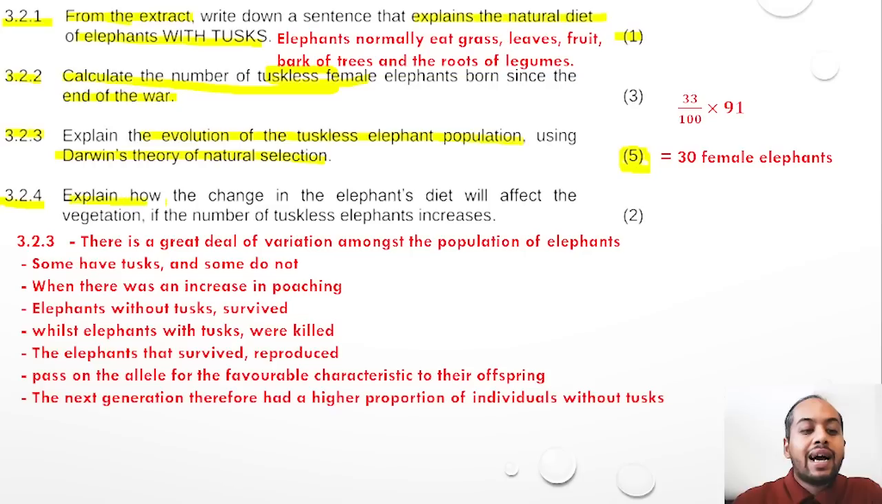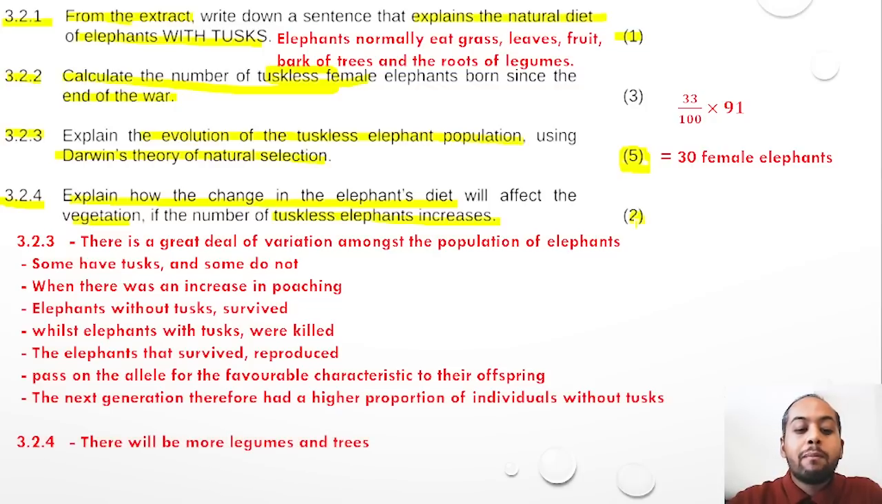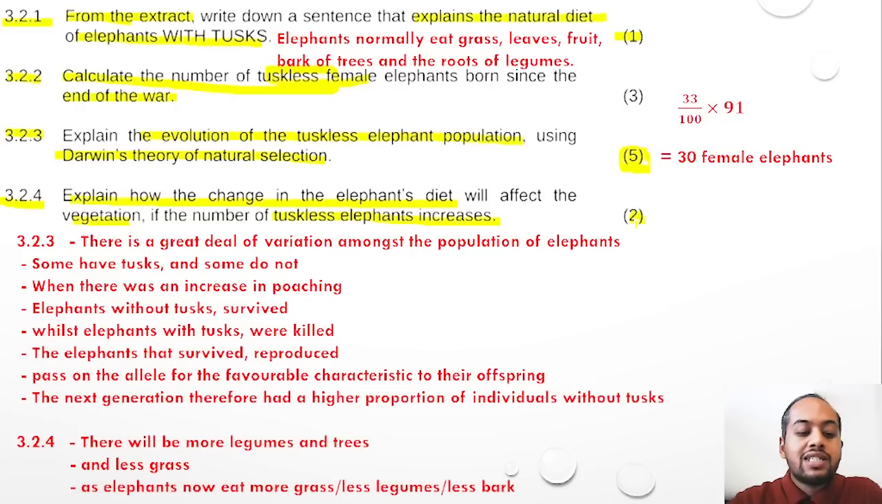3.2.4 explain how the change in the elephant's diet will affect the vegetation if the number of tuskless elephants is going to increase. So if the tuskless elephants are going to increase, the diet will become different. There will be more legumes and trees and less grass because they are going to be eating all the grass and they're going to be eating less legumes because there's no tusks. As the elephants now eat more grass and less legumes or less bark.